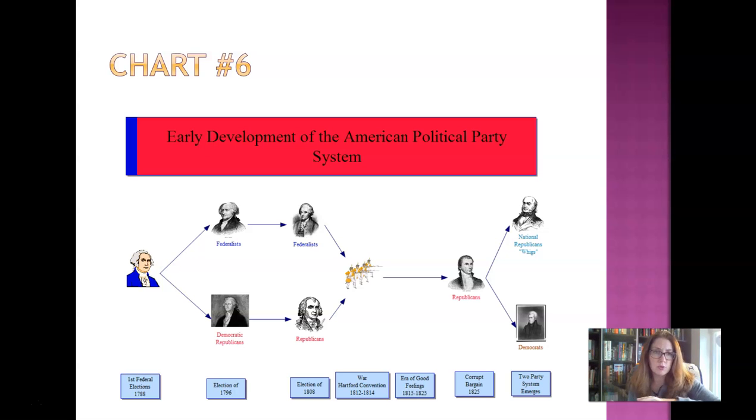And then the people who support Clay and John Quincy Adams start off by calling themselves the National Republicans, but it ends up being the Whigs, with an H, W-H-I-G-S. And so they are around pretty much up until the Civil War. And so there's that.